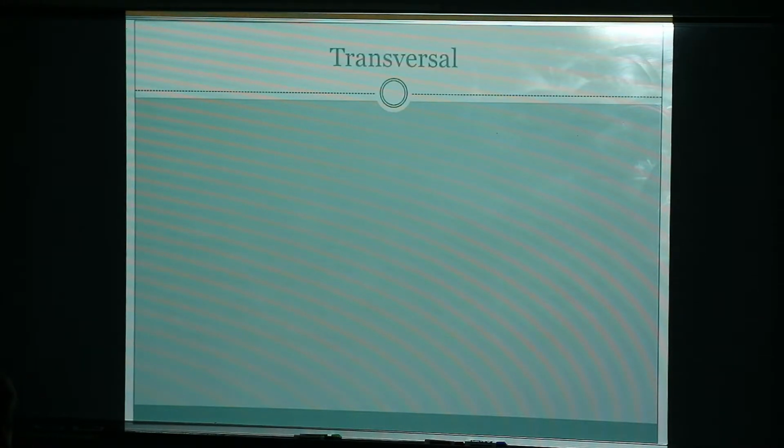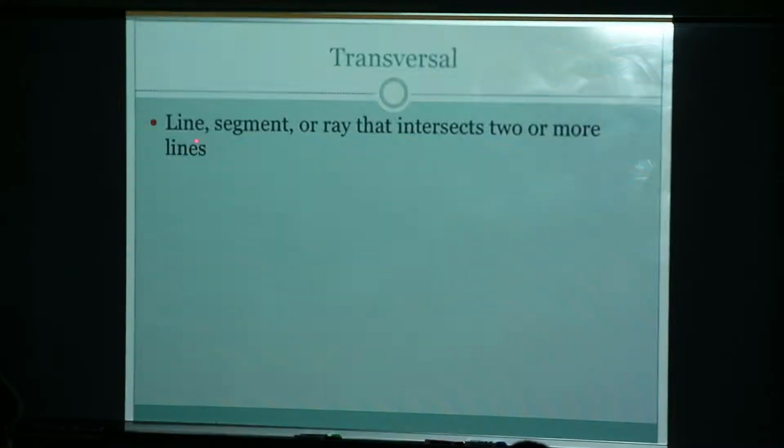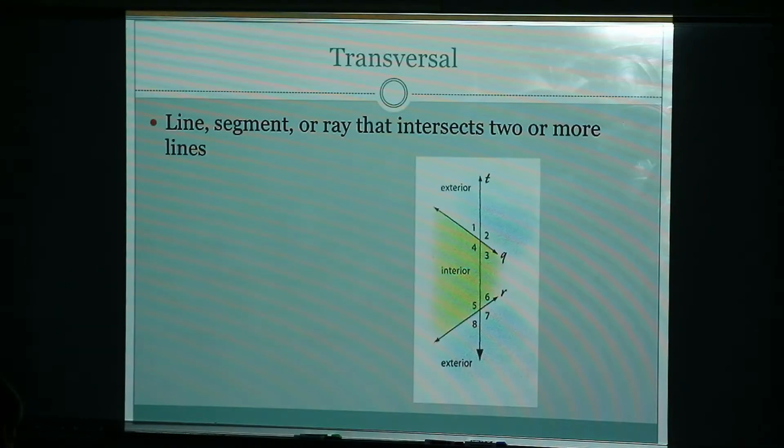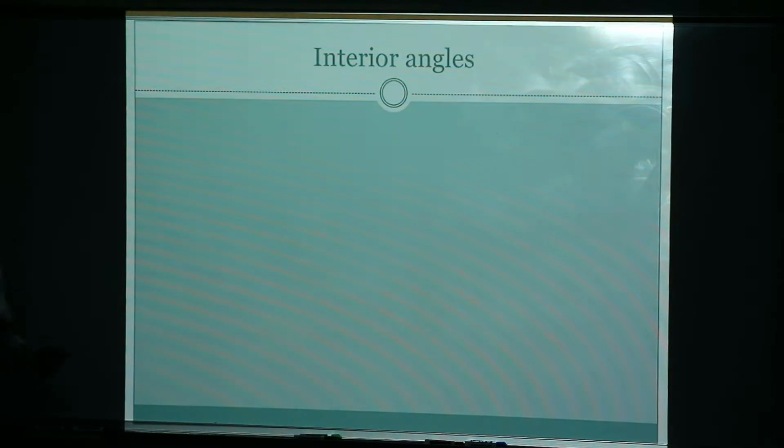So, first of all, transversals. Remember, a transversal is a line, ray, or segment that intersects two or more other lines. So here's a transversal. It's passing through two other lines. Now, what we talked about yesterday is that every line on this picture is actually a transversal. Even line R is a transversal, because it hits line T, and eventually it will hit line Q. But for our purposes, they just talk about T itself. That's the transversal, okay?